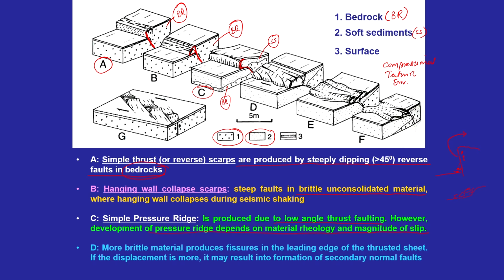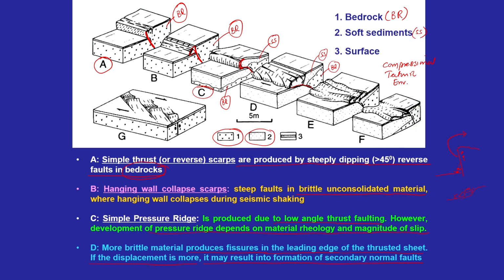Then coming to the D part, more brittle material produces fissures in the leading edge of thrusted sheets. If the displacement is more, if the slip is more, it may result in the formation of secondary normal faults. So, here, while it was in the bedrock, it was quite steep. Then as soon as it enters the softer material, because this is your softer material and this is your bedrock, it starts bending.